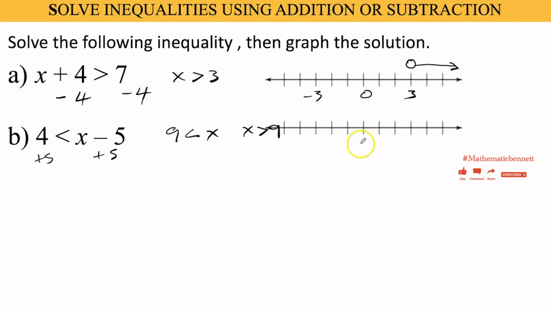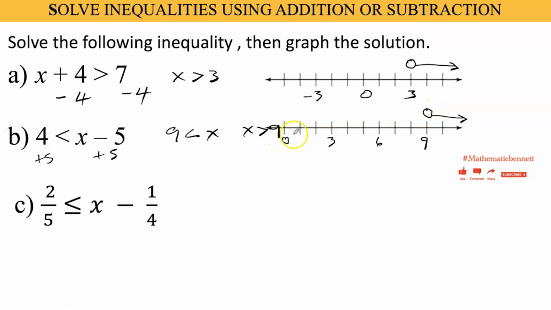So putting that on our number line, you can put 0, 3, 6, 9. Alright, and we said x must be greater than 9, so we put a circle at 9 and we draw an arrow going to the right. And you notice our circle is not shaded because we're not including 9 as well.